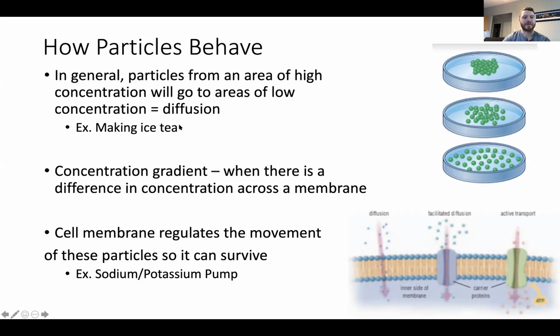Okay, so the big takeaway from this slide: the definition of diffusion is that particles go from an area of high concentration to areas of low concentration. That's diffusion. And then concentration gradient is when there's a difference in concentration across a membrane. And this is not exclusive to biology. We will use the term concentration gradient in multiple scientific fields.